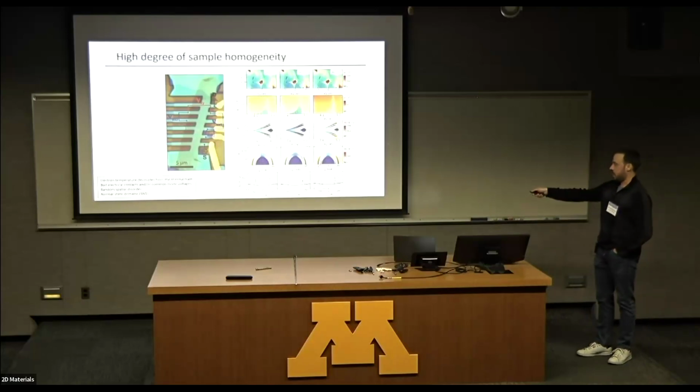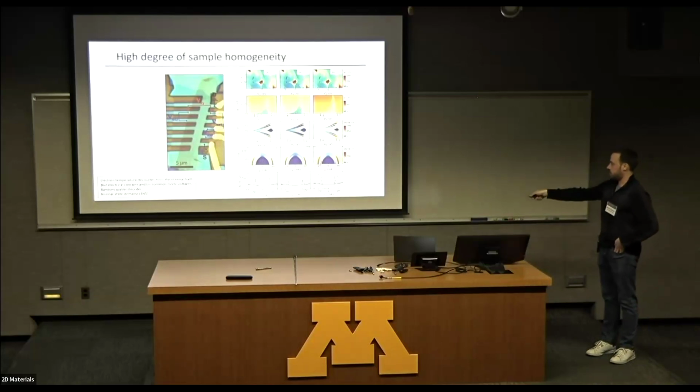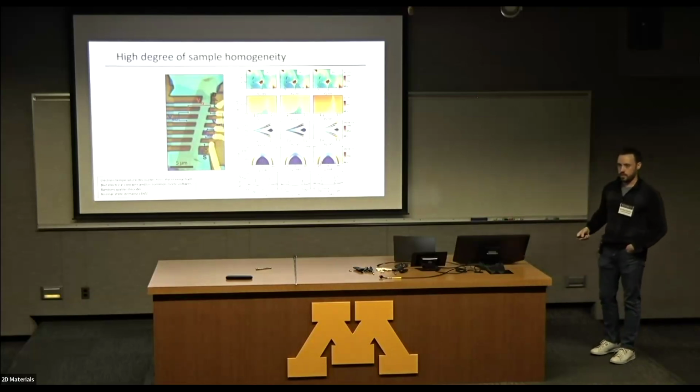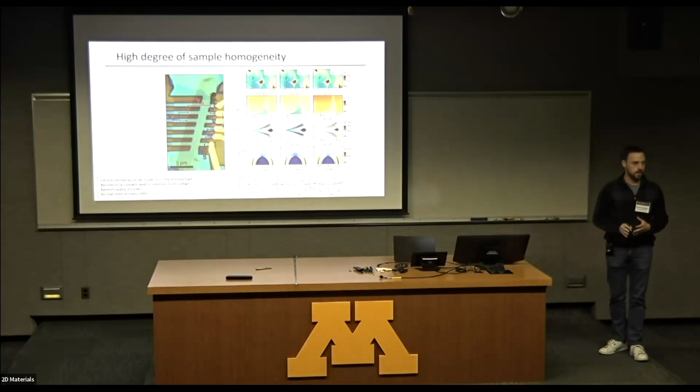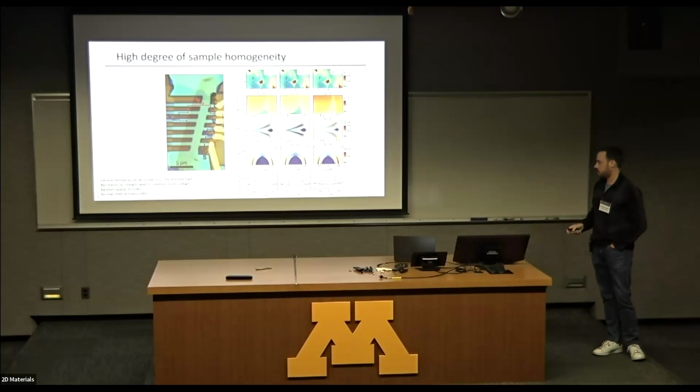We've also looked at different pairs of contacts here and here and here, different regions of the Hall bar, different sides of the sample. So those measurements are here, here, and here in these three columns, and they're just a representative set of measurements. But you can see that everything is really identical, even down to almost quantitative details.